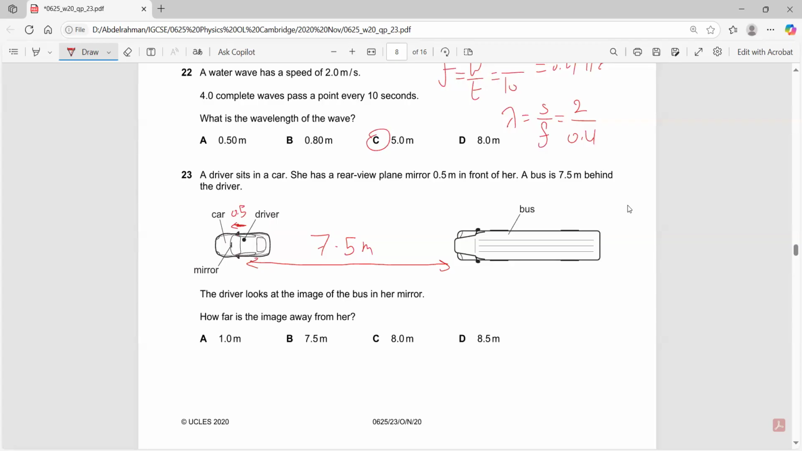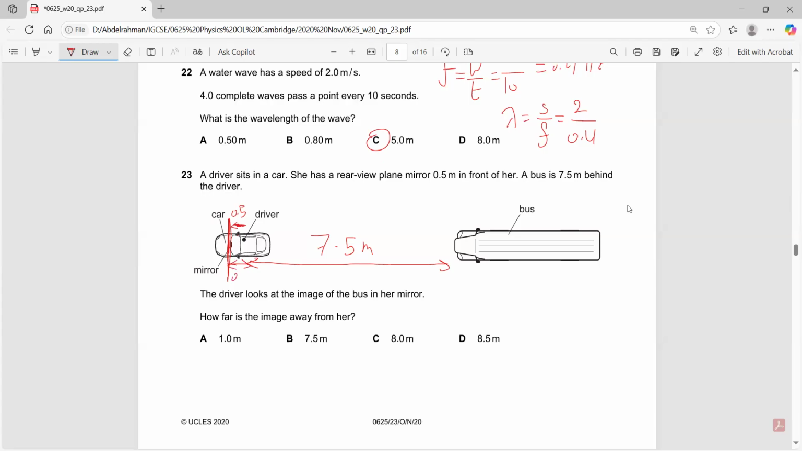Again, think about it. You have the driver and then you have the mirror in front of her, right? She's looking to the mirror. So we need to find the distance between her and the image, which is inside the mirror. The image of the bus inside the mirror would be 8 meters inside the mirror. Why? Because the bus is 8 meters away from the mirror.